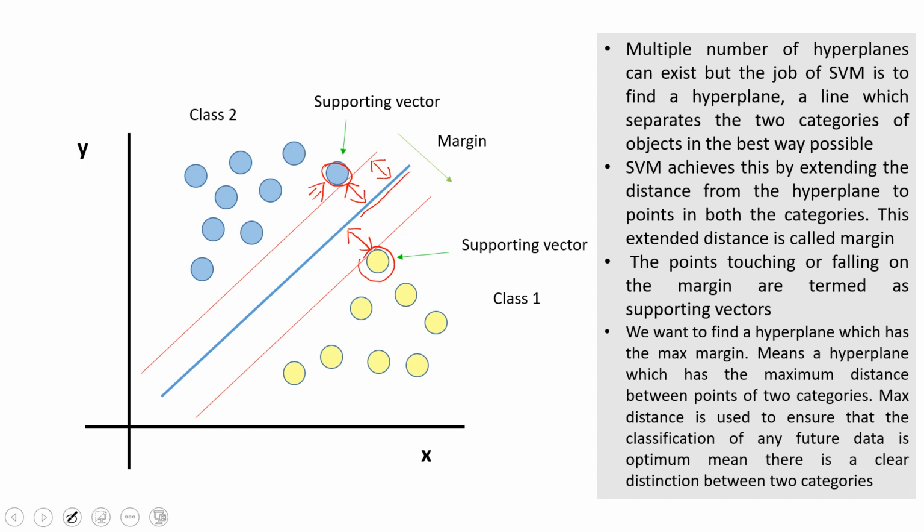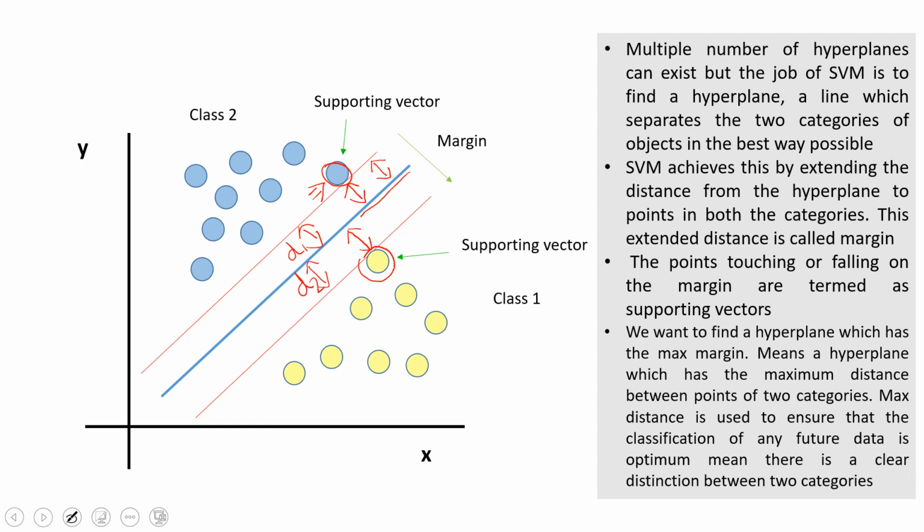Talking in depth about it, multiple hyperplanes can exist, but the job of SVM is to find a hyperplane, a line, which separates the two categories of objects in the best way possible. SVM achieves this by maximizing the distance from the hyperplane to points in both the categories, or classes. This distance is called the margin. Now, the margin on both sides can be different. Like if this distance is d1, this distance can be d2.